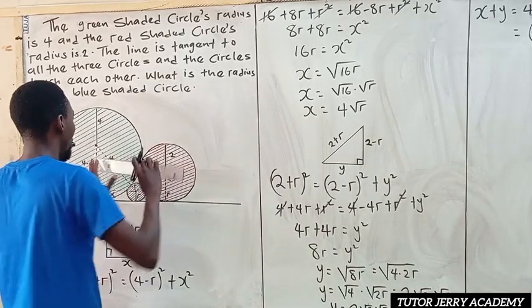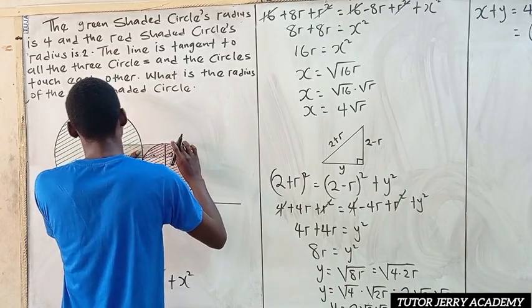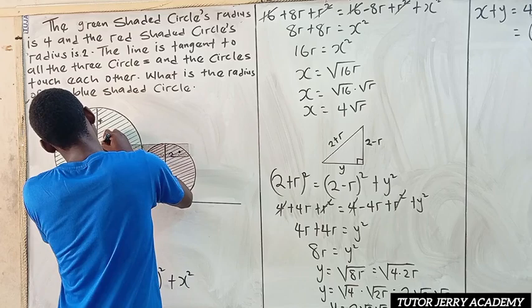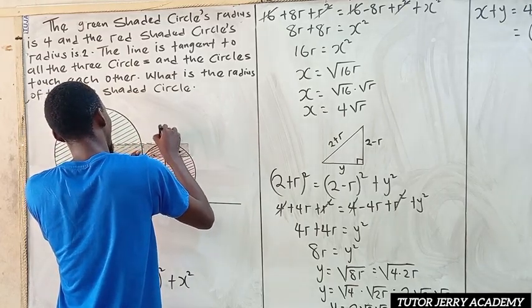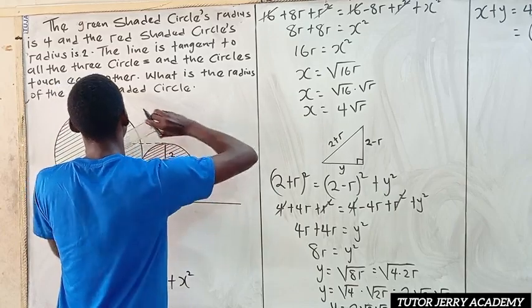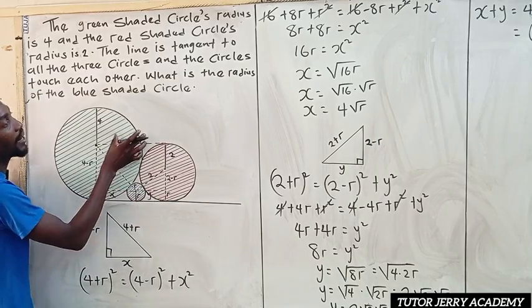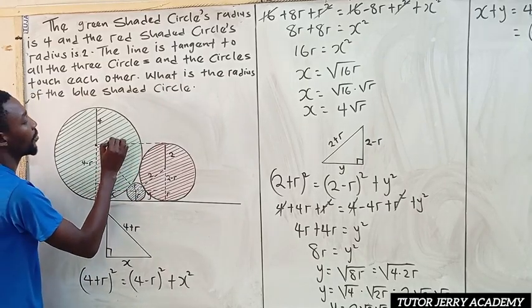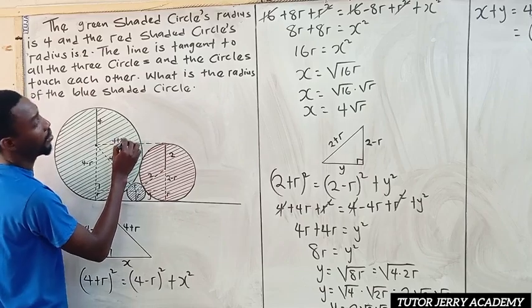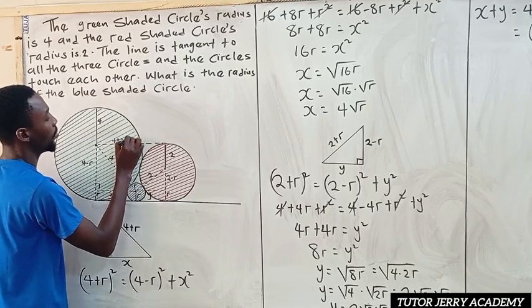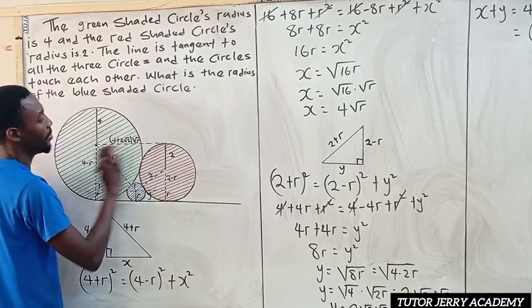So if I put my ruler here and I join this point to this point, all right, now you are going to see that s plus y here, the value that we have here too, is going to be what? 4 plus 2 root 2 into root r. So that will be the total length here.